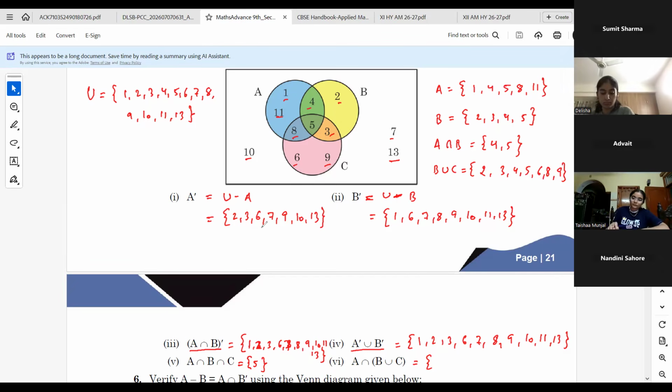So if we want the intersection of A with B union C, A is here, this one and this one. We want the intersection of these two. So you have to check the common part of these. 4 is the common one, 5 is the common one, and 8. So 4, 5, and 8. These are the three elements which are in A intersection B union C. I hope this is clear to everyone.